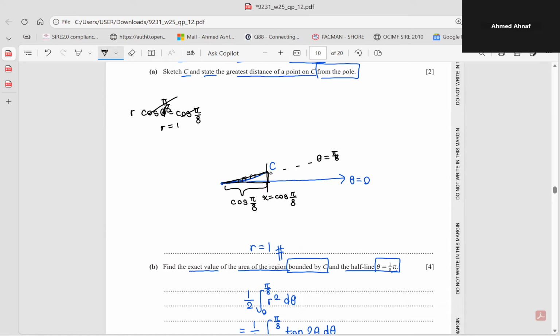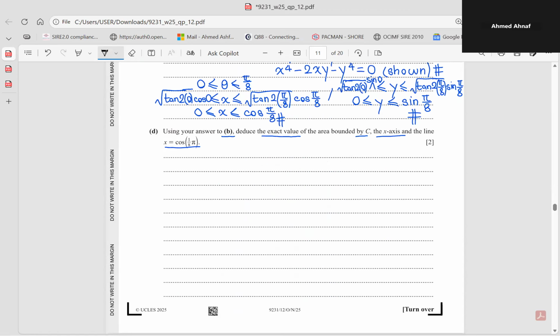So this is cosine pi over 8, and we're using the Pythagoras theorem. This is just y equals the square root of 1 minus cos square pi over 8. This looks very similar to our identity cos square plus sine square equals 1. So it's just the square root of sine square pi over 8. So in the end, it's just sine pi over 8. Yeah, so with that, we're ready to do this question.